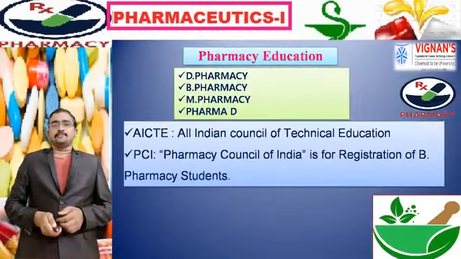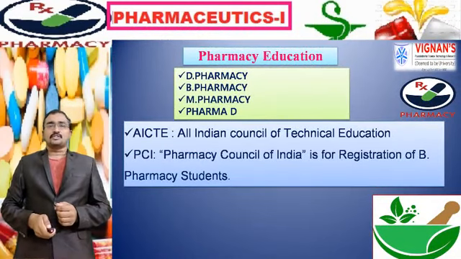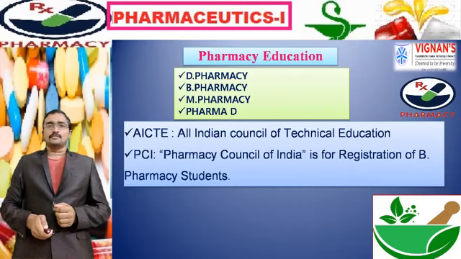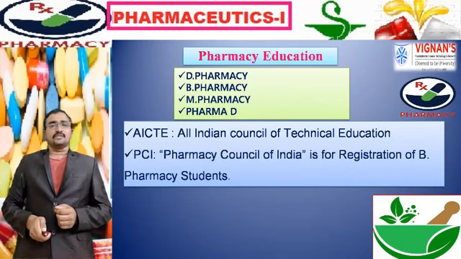Pharmacy education in India. We have pharmacy education related to diploma in pharmacy, bachelor of pharmacy, master in pharmacy, and Pharm.D program. So these are the courses related to pharmacy. D Pharmacy is 2 years, B Pharmacy is 4 years, M Pharmacy is 2 years, and Pharm.D is 6 years.